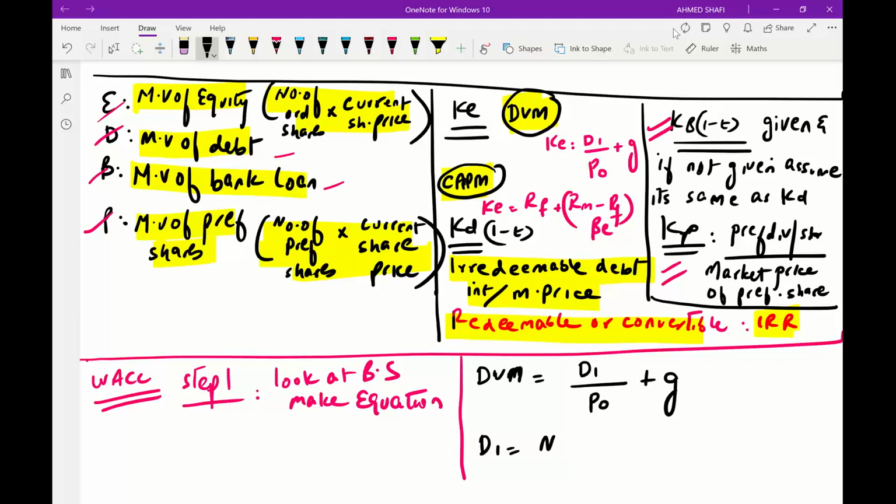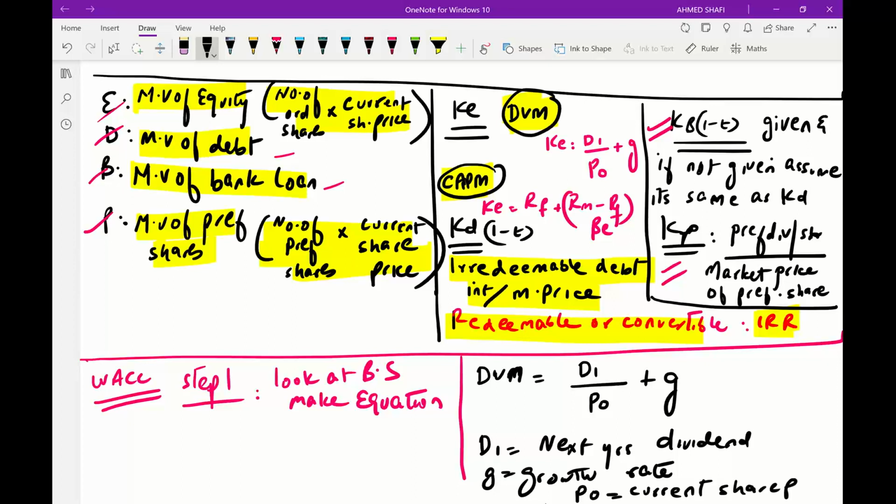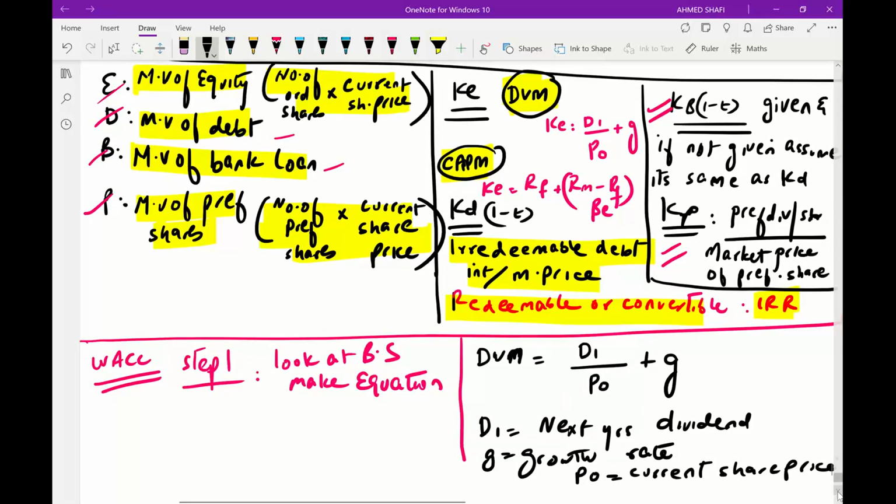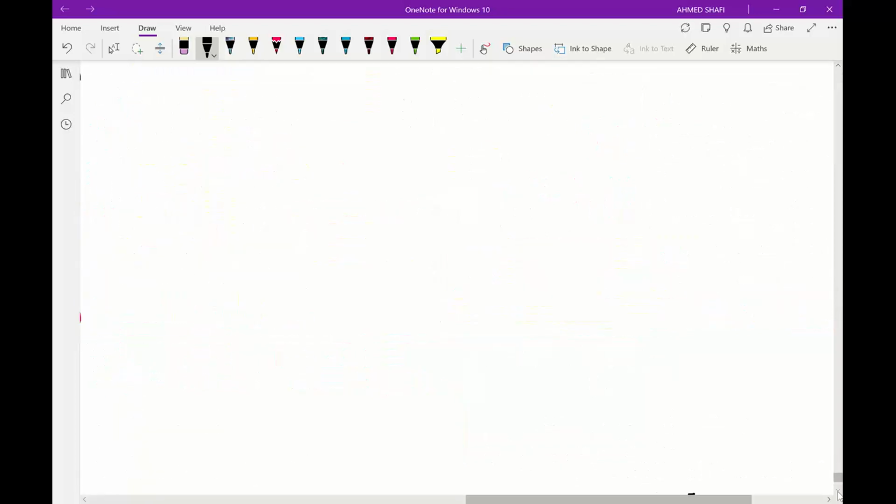D1 stands for next year's dividend. G stands for growth rate, and P0 stands for current share price, ex dividend. Ex dividend means excluding dividend.